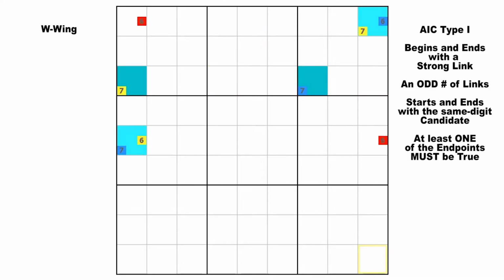A W wing is pretty much the same thing, except that the pivot is a conjugate pair instead of a bi-value cell, and the 2 pincer cells will always be identical bi-value cells, like this. Strong, weak, strong, weak, strong.